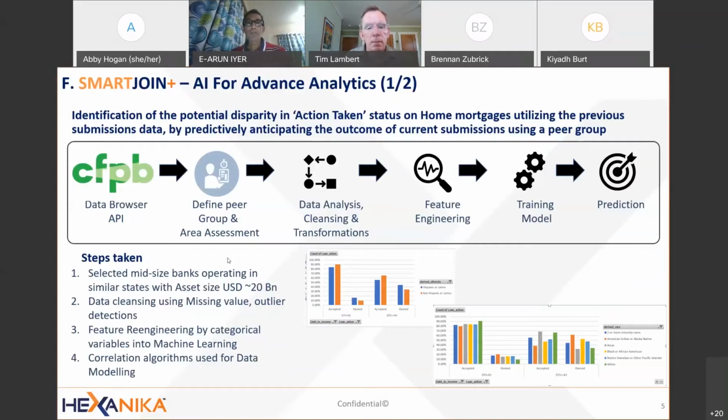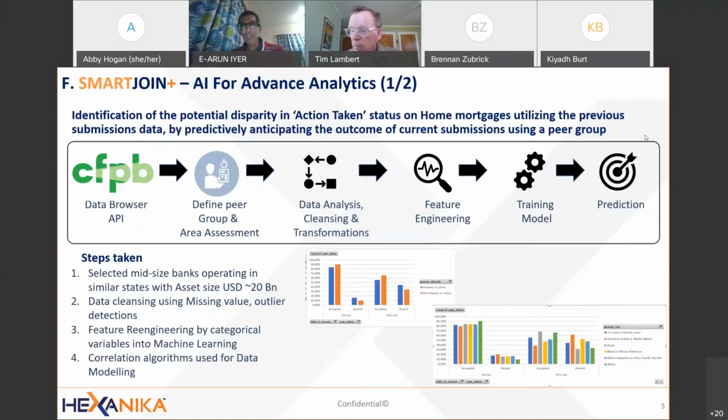So we followed the usual process of getting the data. We started off with defining a peer group. In this case, after a lot of internal debate, we took 3 banks, which were mid-sized banks with a similar state profile. We did a lot of data cleansing and transformation where we had to overfit to get a better modeling prediction, especially on the denial rates. And then we did feature engineering and trained the model.